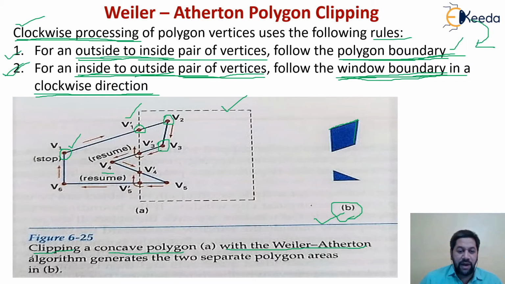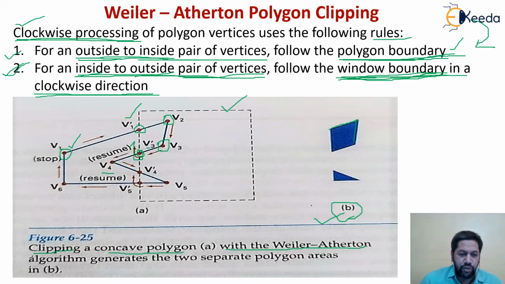So when I find my intersection point, look at this diagram. V3 to V4, this is my intersection point, and I call it V3 dash. After finding this intersection point, I will not go to V4 to V5. I will not go in this direction, but I will follow the direction of the window boundaries. You can find it here, the arrow is shown here.